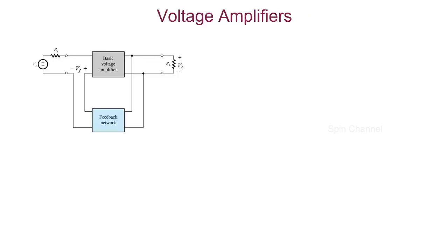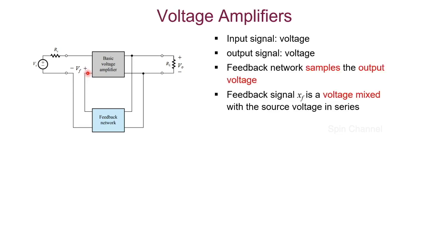Voltage amplifiers. Voltage amplifiers are intended to amplify an input voltage signal and provide an output voltage signal. As the output quantity is voltage, the feedback network samples the output voltage, and the feedback signal XF is also voltage, which is mixed with the source voltage in series. The most suitable feedback topology for this amplifier is voltage mixing, voltage sampling.